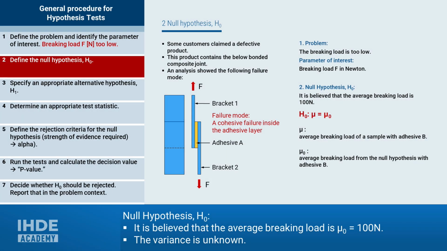In step 2, we define the null hypothesis. From empirical data from the past, it is assumed that the average breaking load is μ = 100 Newton. This is our null hypothesis, since this is the generally accepted status quo. In the formula for the hypotheses, μ is the mean breaking load for adhesive B and μ0 is the mean breaking load for adhesive A from the null hypothesis.